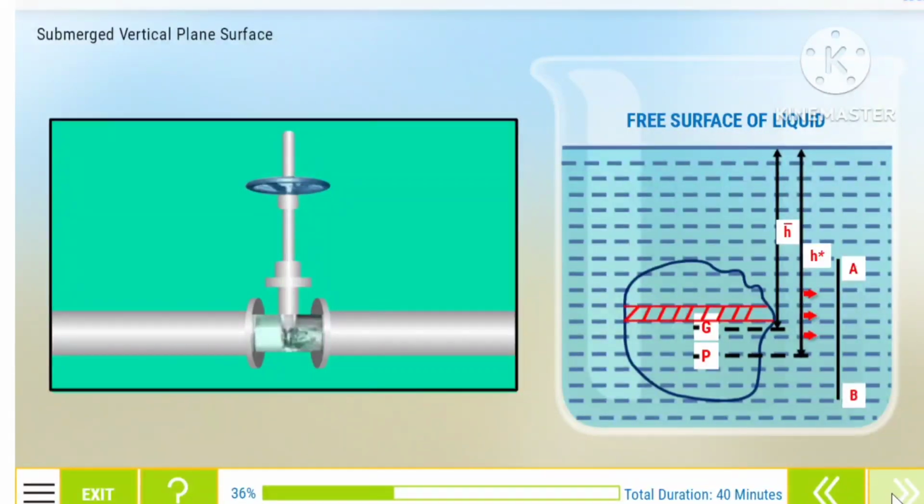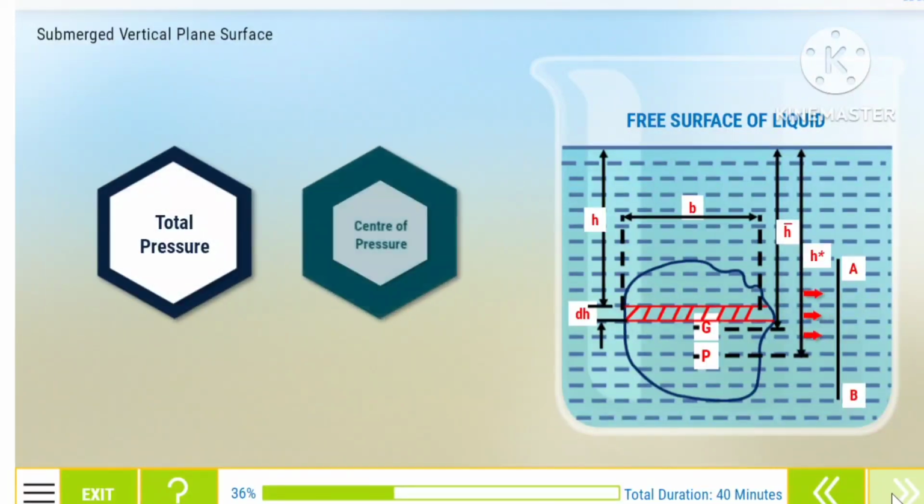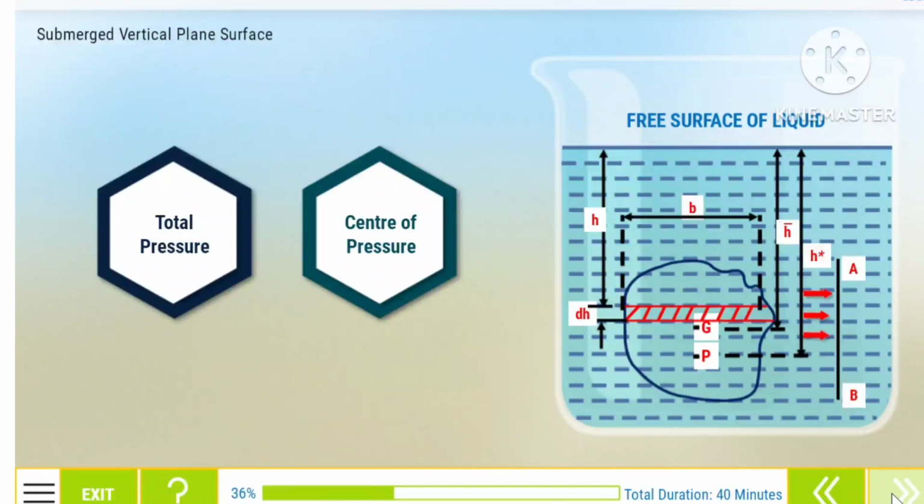Consider a strip of thickness dH and width b at a depth of h from the free surface of liquid. Let's learn to calculate the total pressure and center of pressure of the submerged vertical plane surface. Click each term to learn more.